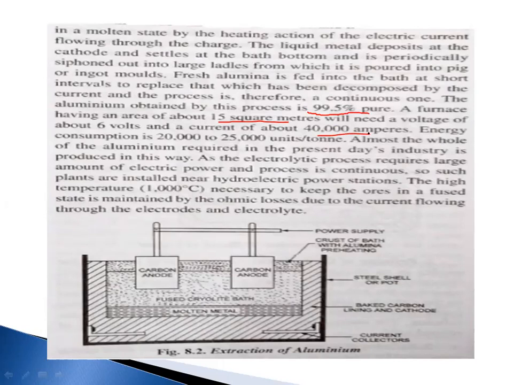Almost the whole of the aluminium required in present day's industry is produced in this way. As the electrolytic process requires large amounts of electric power and the process is continuous, such plants are installed near hydroelectric power stations. The high temperature of 1000 degrees centigrade, necessary to keep the ores in a fused state, is maintained by the ohmic losses due to the current flowing through the electrodes and electrolyte.